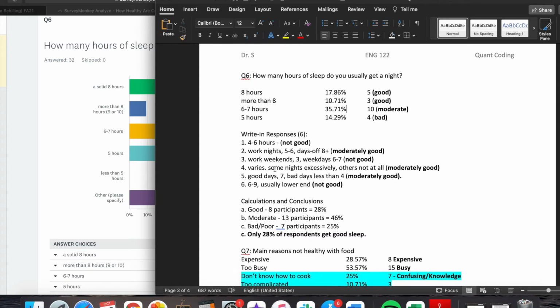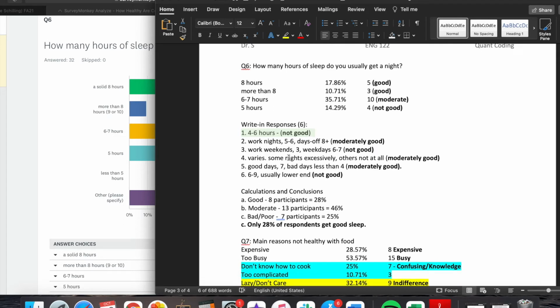And then I had to code these write-in answers. So someone put 4 to 6 hours. Less than 5, not good. Let's make it consistent. Okay, so not good. I would just say, let's put them in the 5-hour category. So now I have 5 participants here in my 4th category, right?